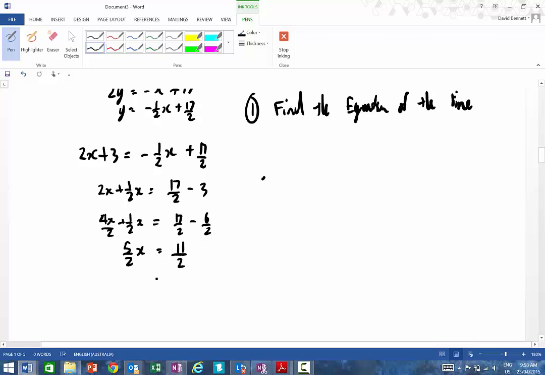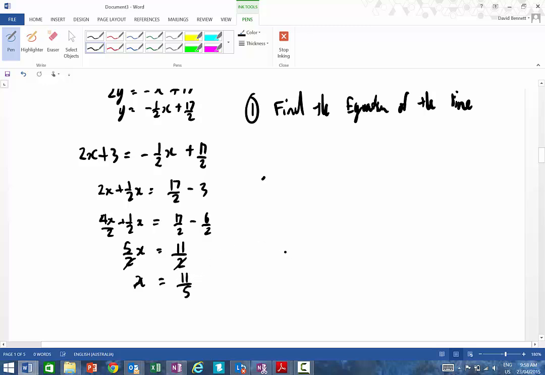Alright, and so then obviously when we're doing this, the 2 can go across, so then we can say x is equal to, in this particular case, the 2's are going to cancel out on both sides, and x is going to be equal to 11 on 5.